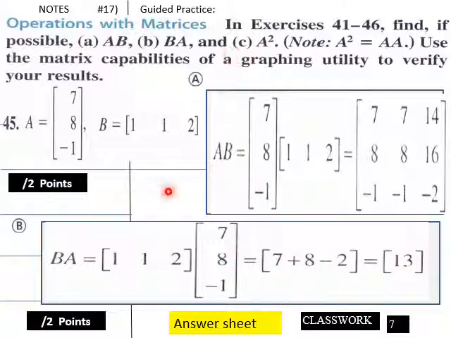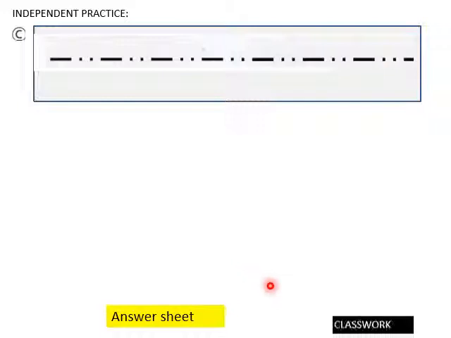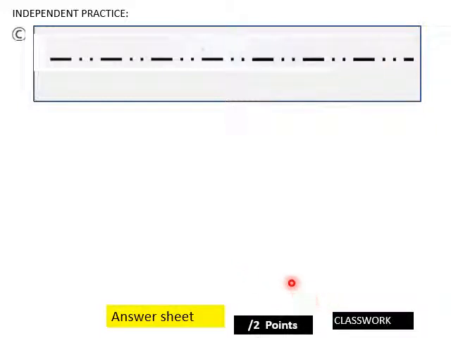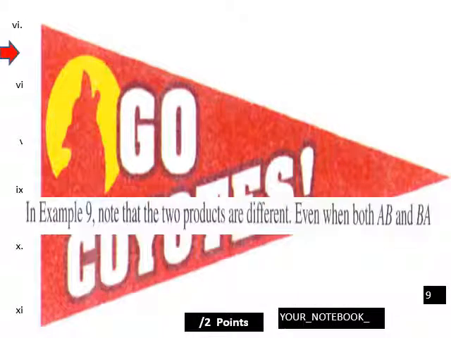And then our A squared, and A times A, what do you think that is, students? I'm going to let you do that one. And that is your guided practice. And this is your independent practice, students. Page 8, 2 points here.